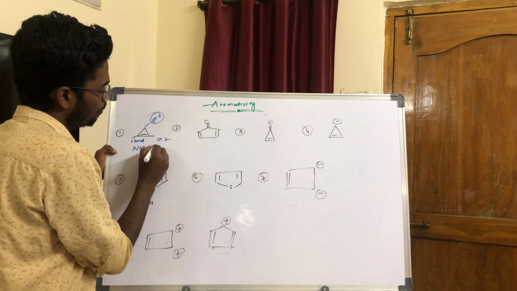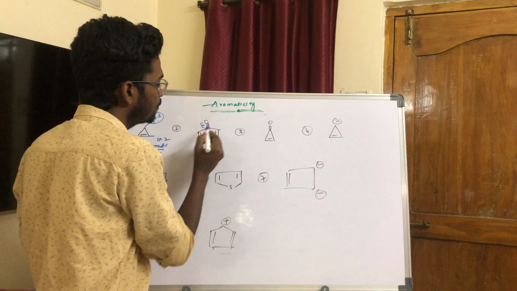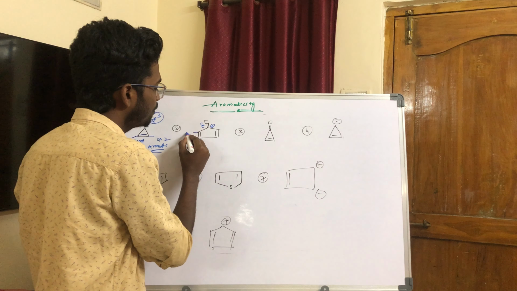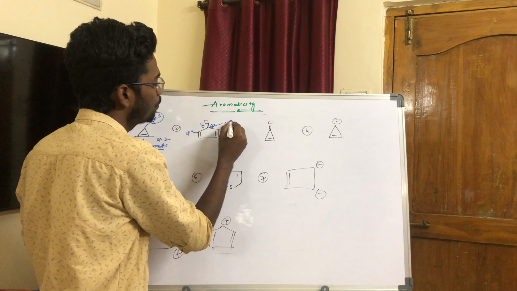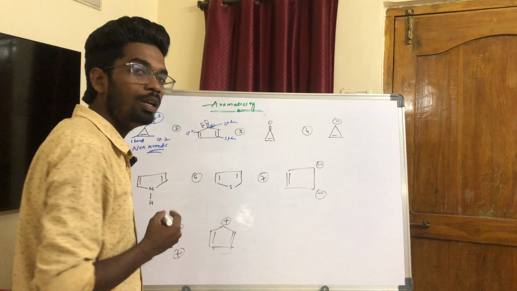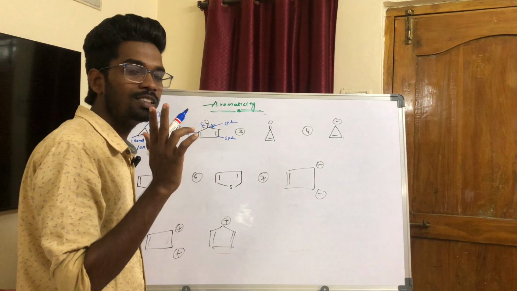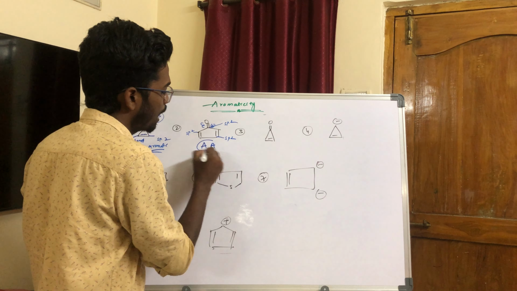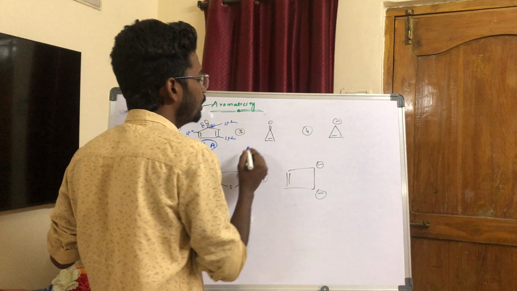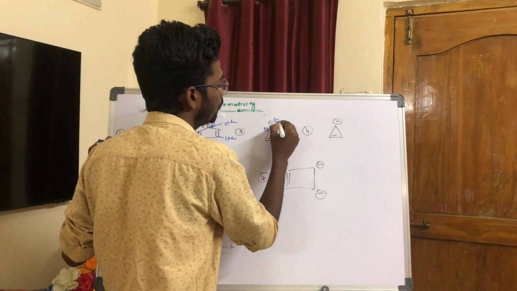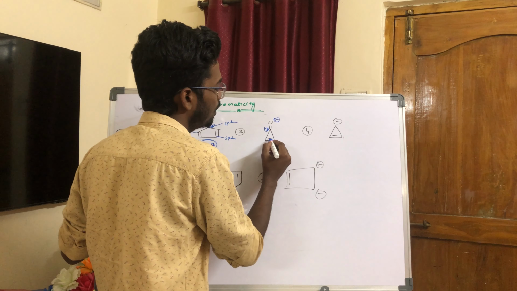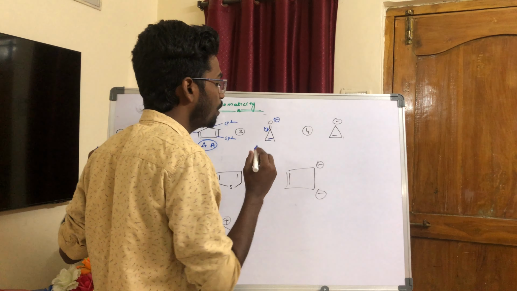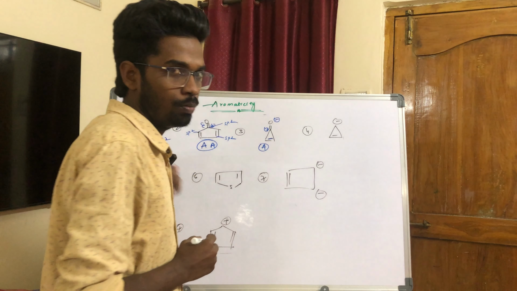Coming to the second one, this bond is migrated here, so you will get a positive charge here. It is sp2, sp2, sp2, but how many bonds are available? Two bonds. Two is even, so it is an anti-aromatic compound. Coming to the next one, you will get a positive charge here and a negative charge here. It is sp2, sp2. How many bonds are available? Only one bond. So it is an aromatic compound.